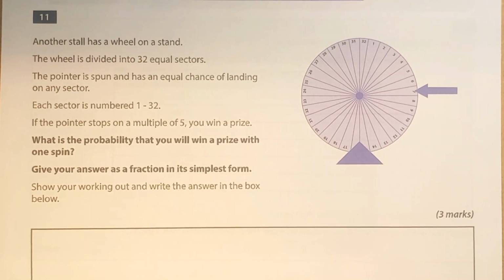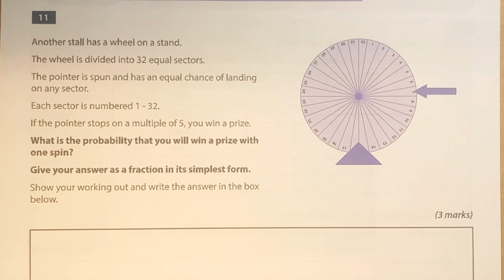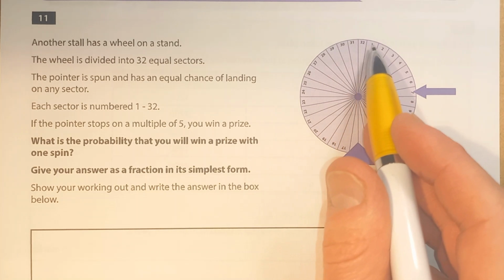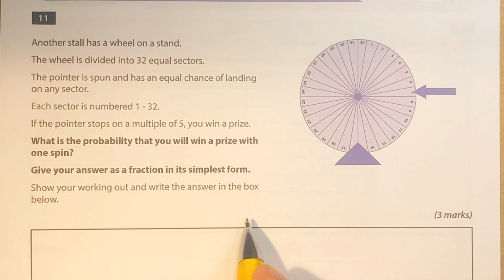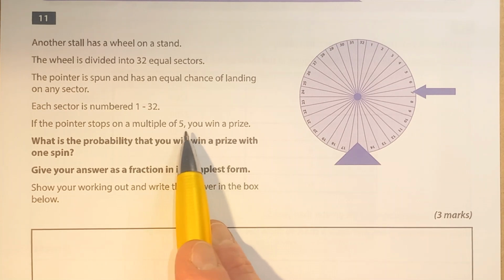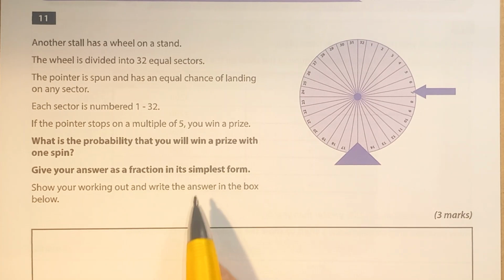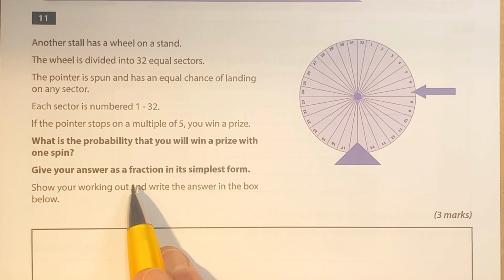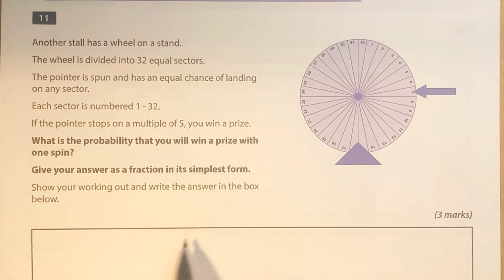Right, question 11. Another stall has a wheel on a stand. The wheel is divided into 32 equal sectors. So, and we've got them numbered as well. The pointer is spun and has an equal chance of landing on any sector. Each sector is numbered 1 to 32. If the pointer stops on a multiple of 5, you win a prize. What's the probability that you will win a prize with one spin? Give your answer as a fraction in its simplest form. Show your working out and write the answer in the box below.